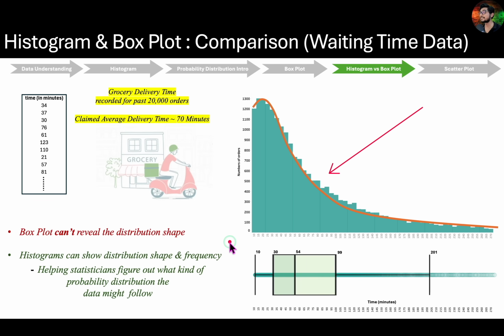That wraps up our discussion on histogram, distributions and box plot. Now let's move on to the next important plot type, the scatter plot, along with key statistical concepts like correlations.